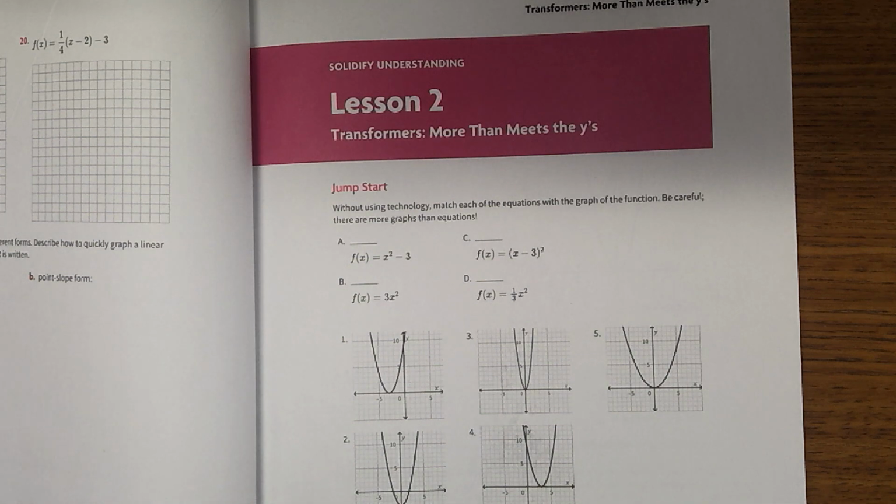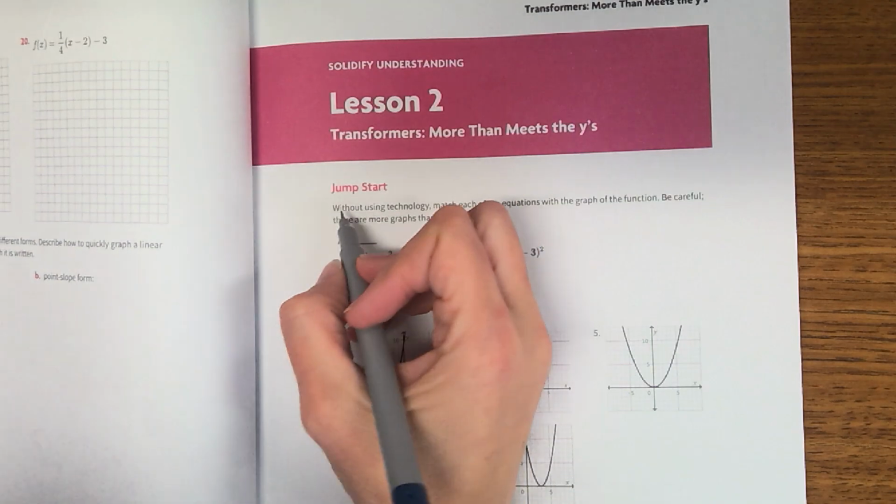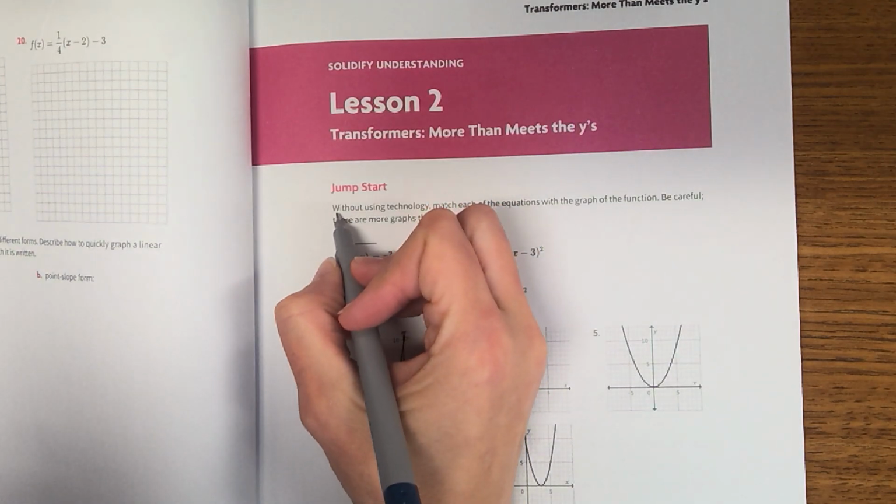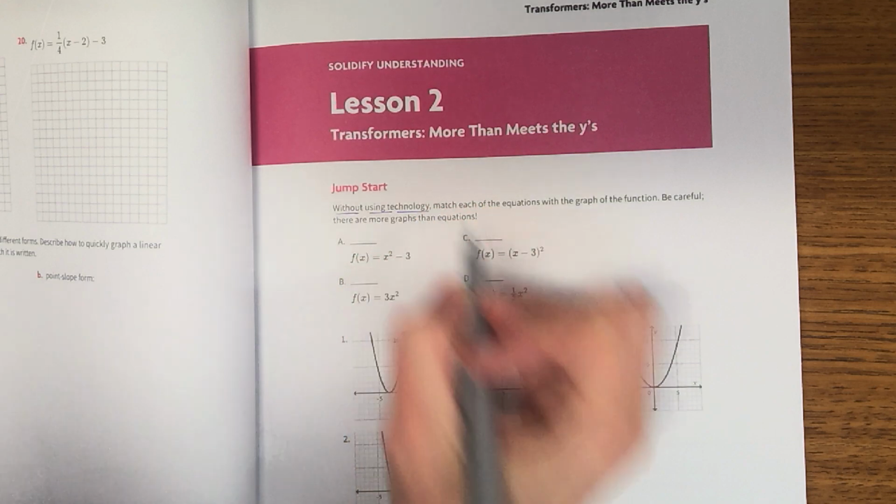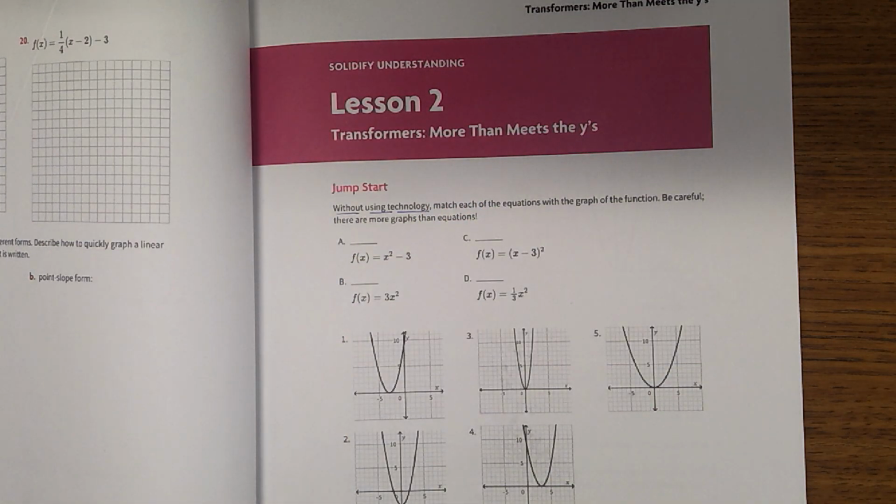Algebra, we're looking at lesson 2 today, Transformers: More Than Meets the Eye. Okay, name of the game today, if you look at the jumpstart, it starts with these 3 words, without using technology. So for today, you can take that graphing calculator and put it just to the side. We are not going to be using that today. We're going to be using our brain and our logic and what we know about how these numbers affect the graph.